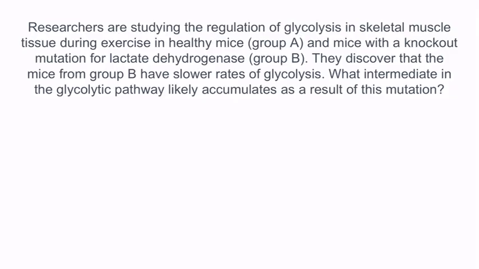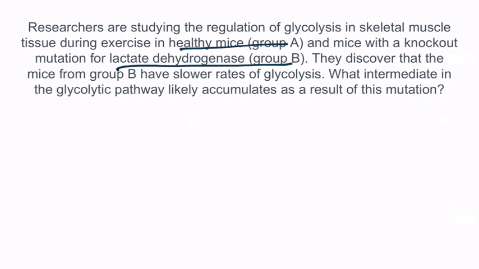Okay, let's do a question. Researchers are studying the regulation of glycolysis in skeletal muscle tissue during exercise in healthy mice, which are group A, and mice with a knockout mutation for lactate dehydrogenase, which are mice from group B. They discover that the mice from group B have slower rates of glycolysis. What intermediate in the glycolytic pathway likely accumulates as a result of this mutation? Okay, so mice from group A are healthy, and mice from group B have a lactate dehydrogenase deficiency. We're asked how this would affect the glycolytic pathway and what substrate would likely accumulate.